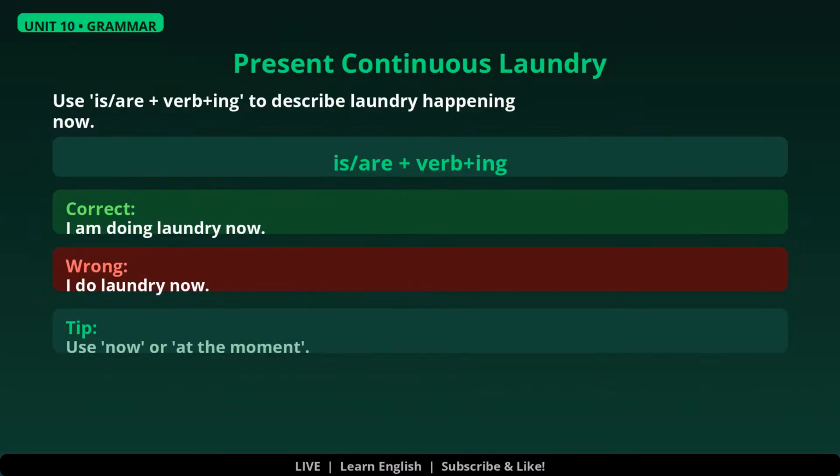Let's master this grammar rule. Present continuous laundry. Use is or are plus verb plus ing to describe laundry happening now. For example, I am doing laundry now. A helpful tip. Use now or at the moment.